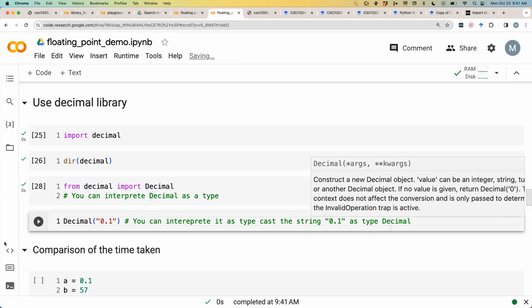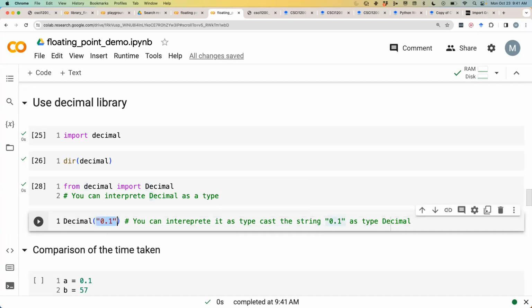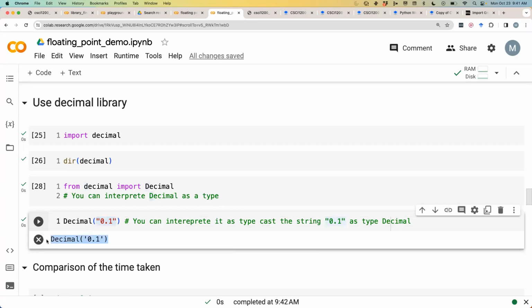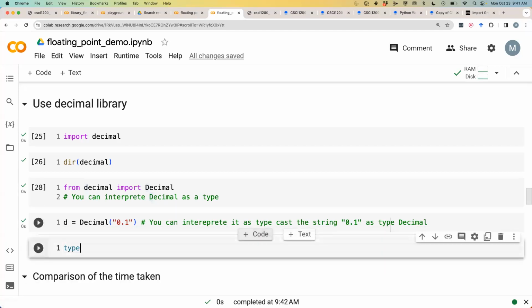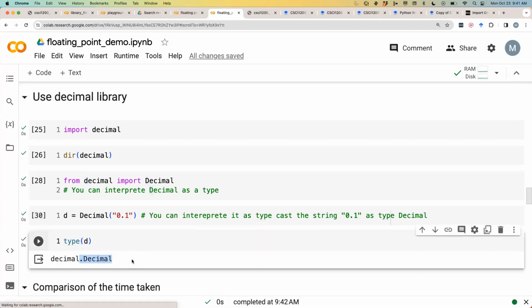Okay, so what you did is that you're going to store the 0.1 that you know will not be represented precisely if you type 0.1 itself. So you're going to encode it in the quotation mark as a string and then typecast it to Decimal. Okay, you get a type that is of type Decimal. So for example, I say D equals to this. Okay, and if I want to know the type of D, I get this is a decimal dot Decimal. So this is of type Decimal from the library decimal with a small case d here.